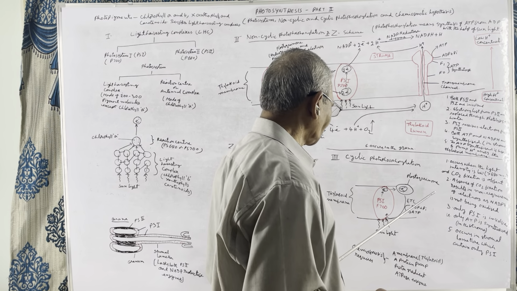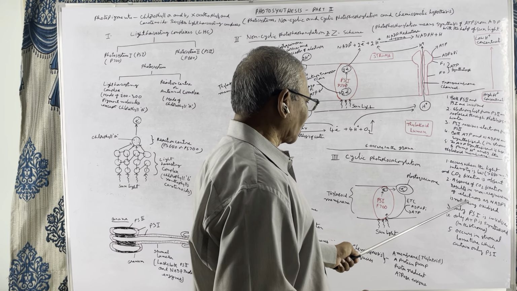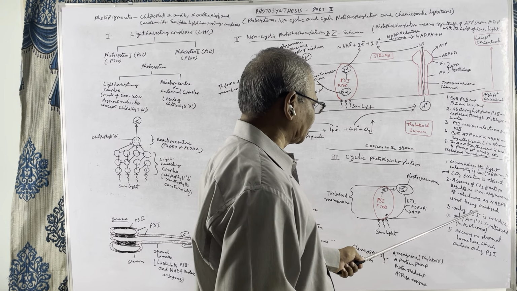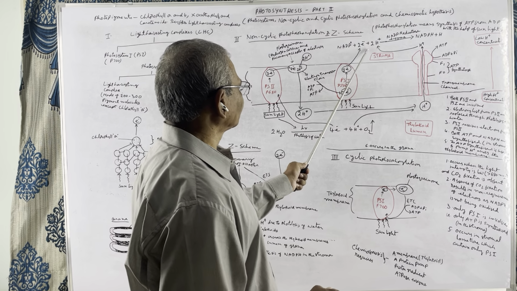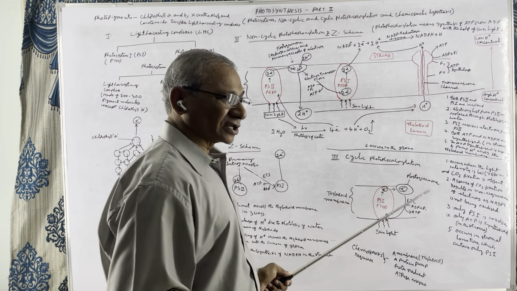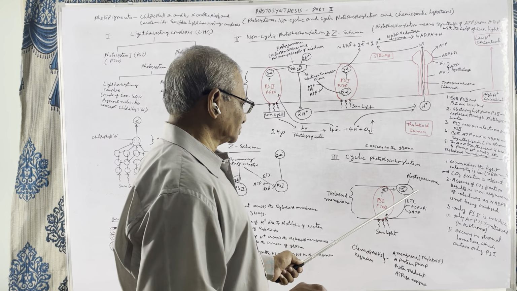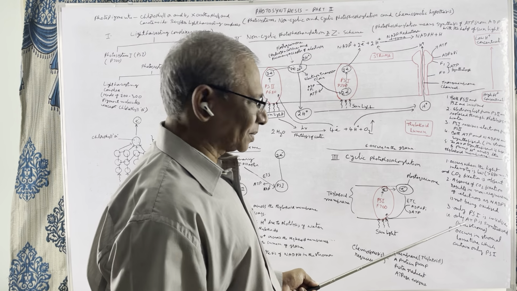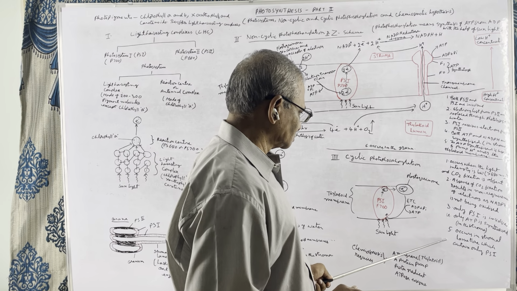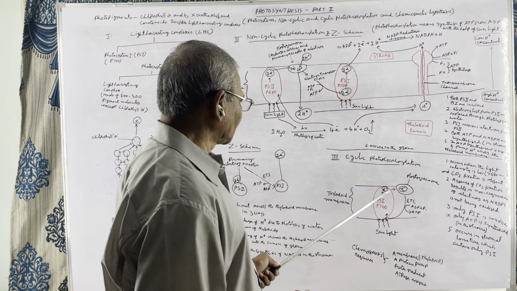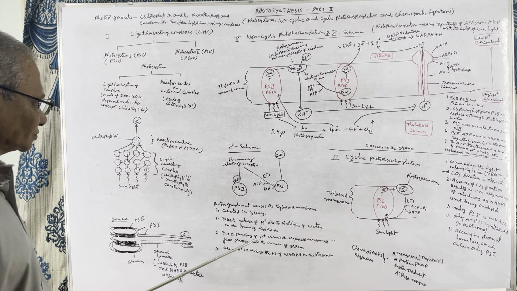Then, absence of carbon dioxide fixation results in non-requirement of electrons as NADPH is not being oxidized. So here, this step is absent. NADPH is not converted into NADP because of the absence of carbon dioxide fixation. So that is about cyclic photophosphorylation.